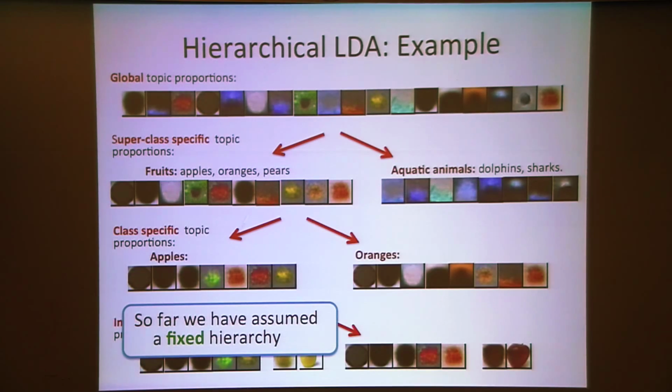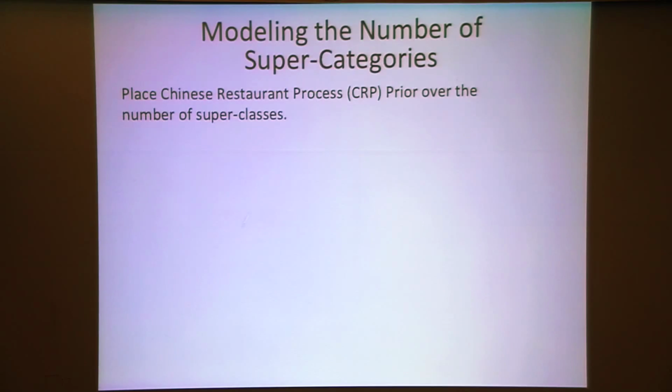So far we've been making the assumption that we have a fixed hierarchy. Now the question is, can we actually learn what that hierarchical representation is? This can be accomplished using what's called the Chinese restaurant process prior, which is essentially just a prior.